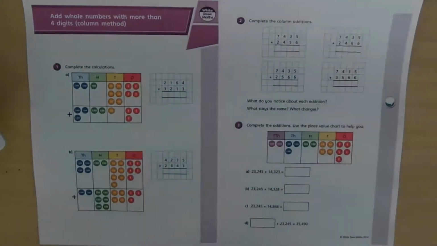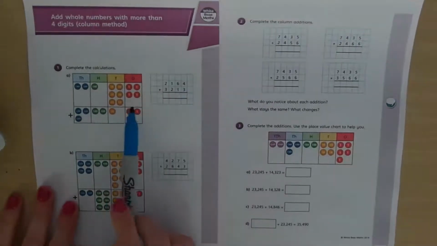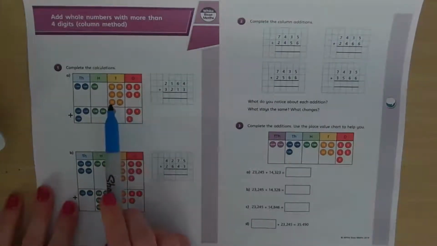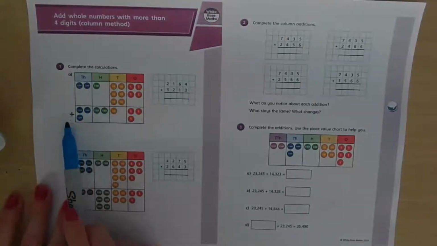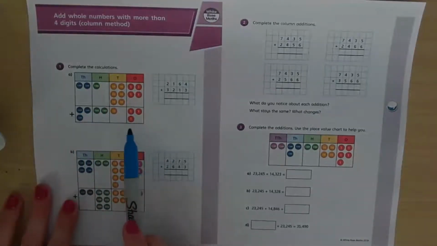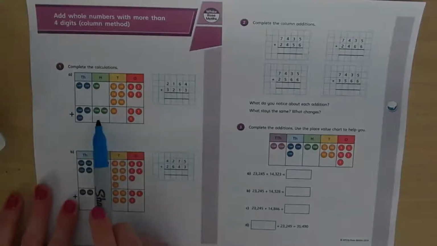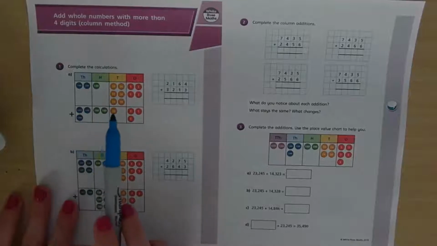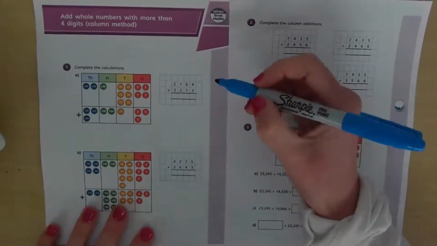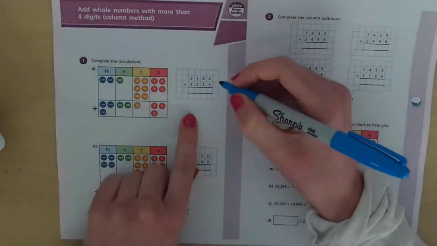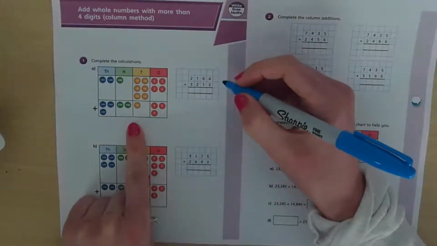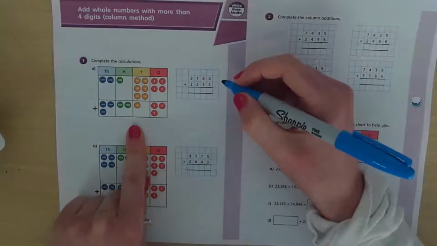Starting over here, we've got our place value grid showing us that our first number has 4 ones, 6 tens, 1 hundred and 2 thousands. And we are adding a number with 3 ones, 1 ten, 2 hundreds and 3 thousands. So we can use a place value grid to help us. Most children in year 5 would just be able to go straight to a column method. But if they ever get stuck, they can go back and use this pictorial representation to help them.